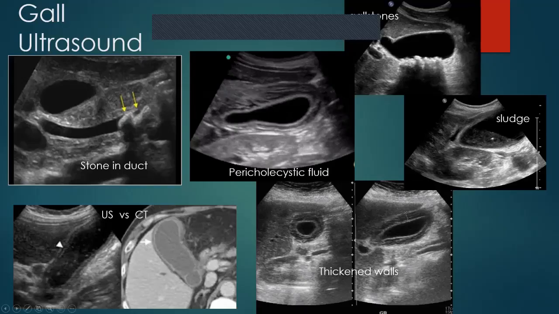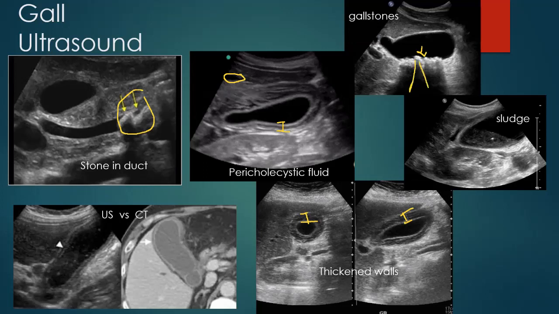All right, and here are some examples of those findings. You can see right here that we have the stone in the duct. You can see here that we have this thickened gallbladder wall, and again here, thickened gallbladder wall, thickened gallbladder wall. You can also see the fluid located around the gallbladder here. Okay, here's the gallstones with that shadowing that you can see. Here's sludging, and you can see that it's sludge because it has absolutely no shadowing below it.